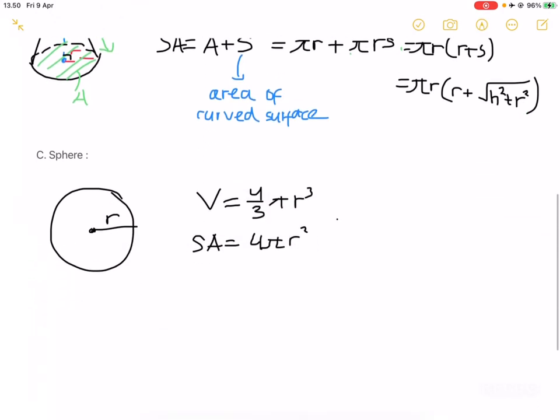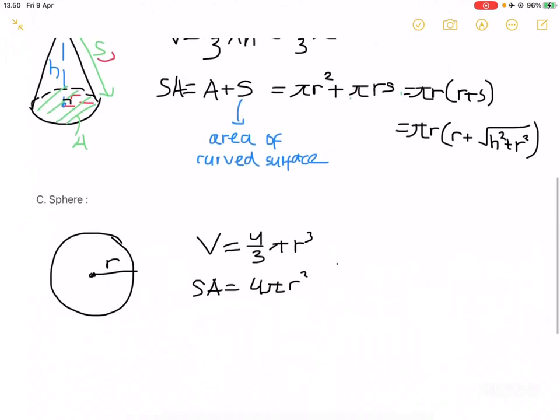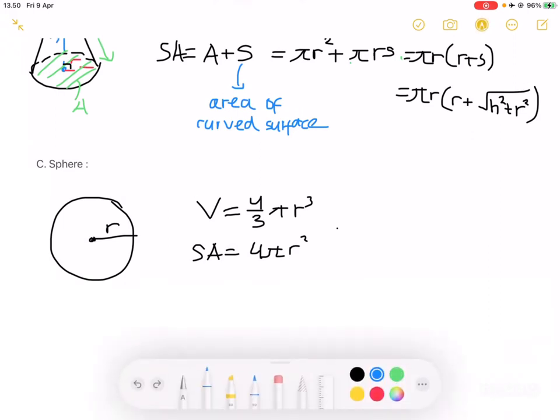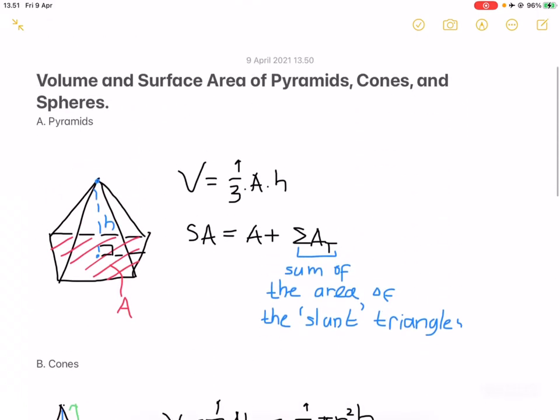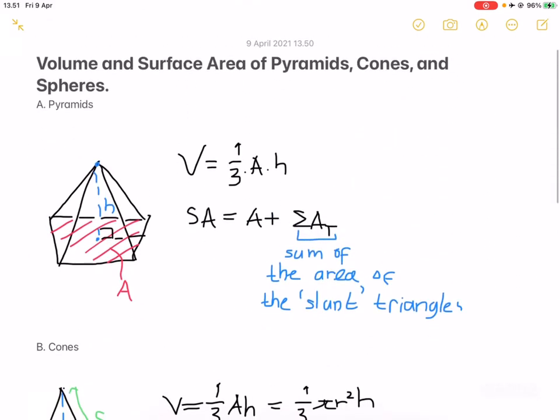Alright, so last but not least is a sphere. And although this is not a sphere, it looks like just a normal circle, but it is a sphere. So the volume of a sphere is denoted as 4/3 times pi times r cubed. And the surface area will be 4 pi r squared. And that's all about the formulas and stuff. And let's jump into some example questions.